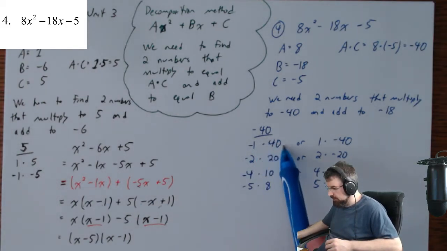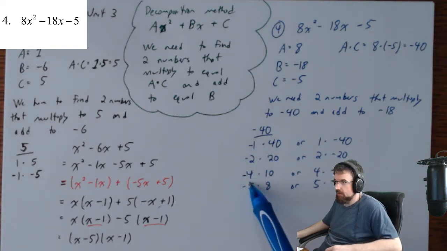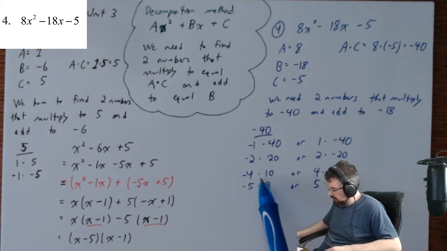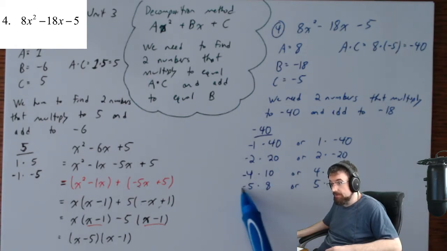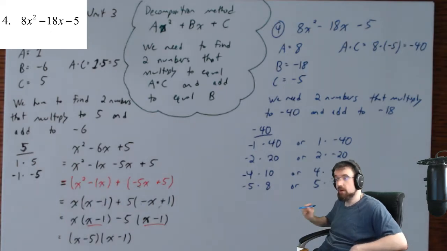So 1 times 40 works, 2 times 20 works, 3 doesn't work because 40 divided by 3 is like 13.33333. 4 works, 4 times 10. 5 works, 5 times 8. 6 doesn't work, 7 doesn't work, and now 8 we've already got written down. So once we get to one that we've already got written down, we know we're done.